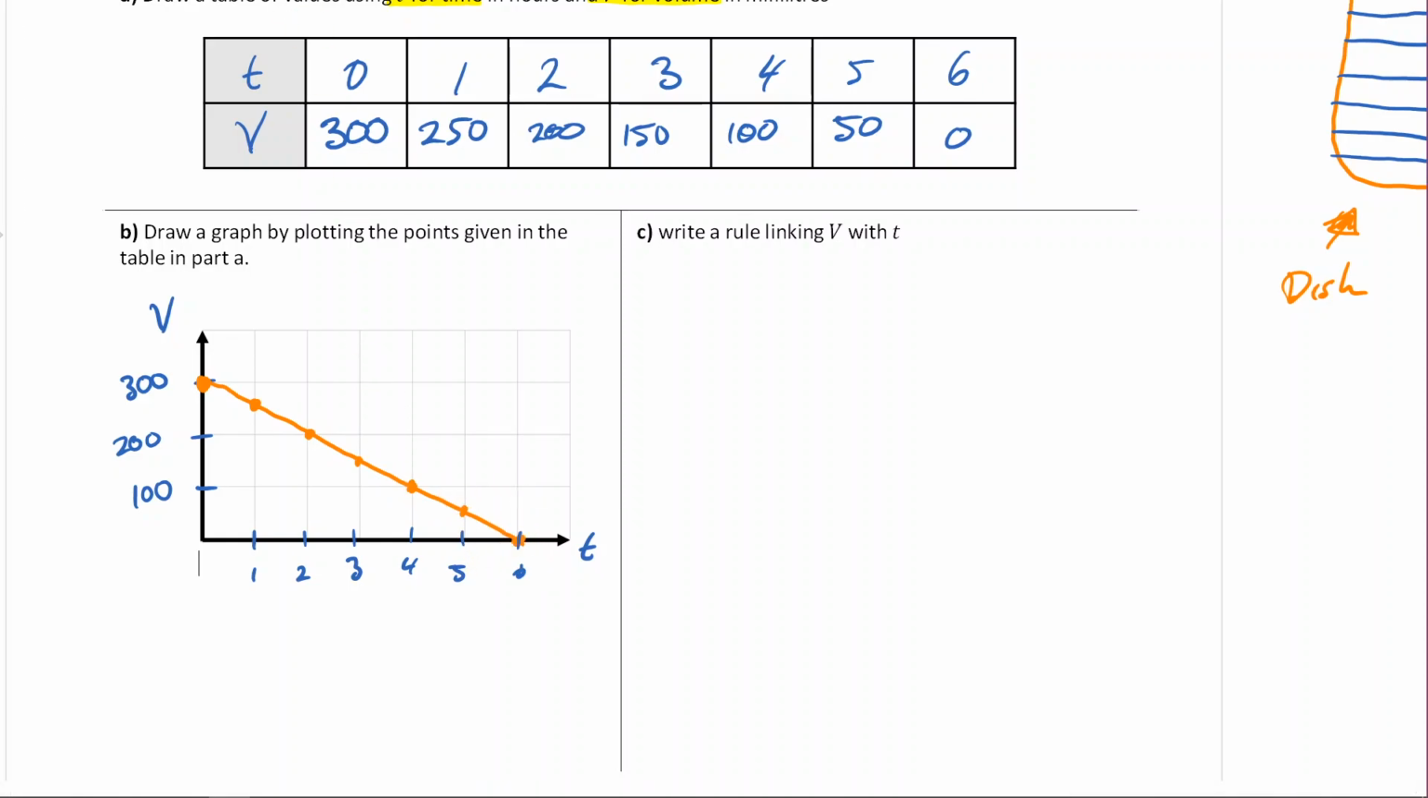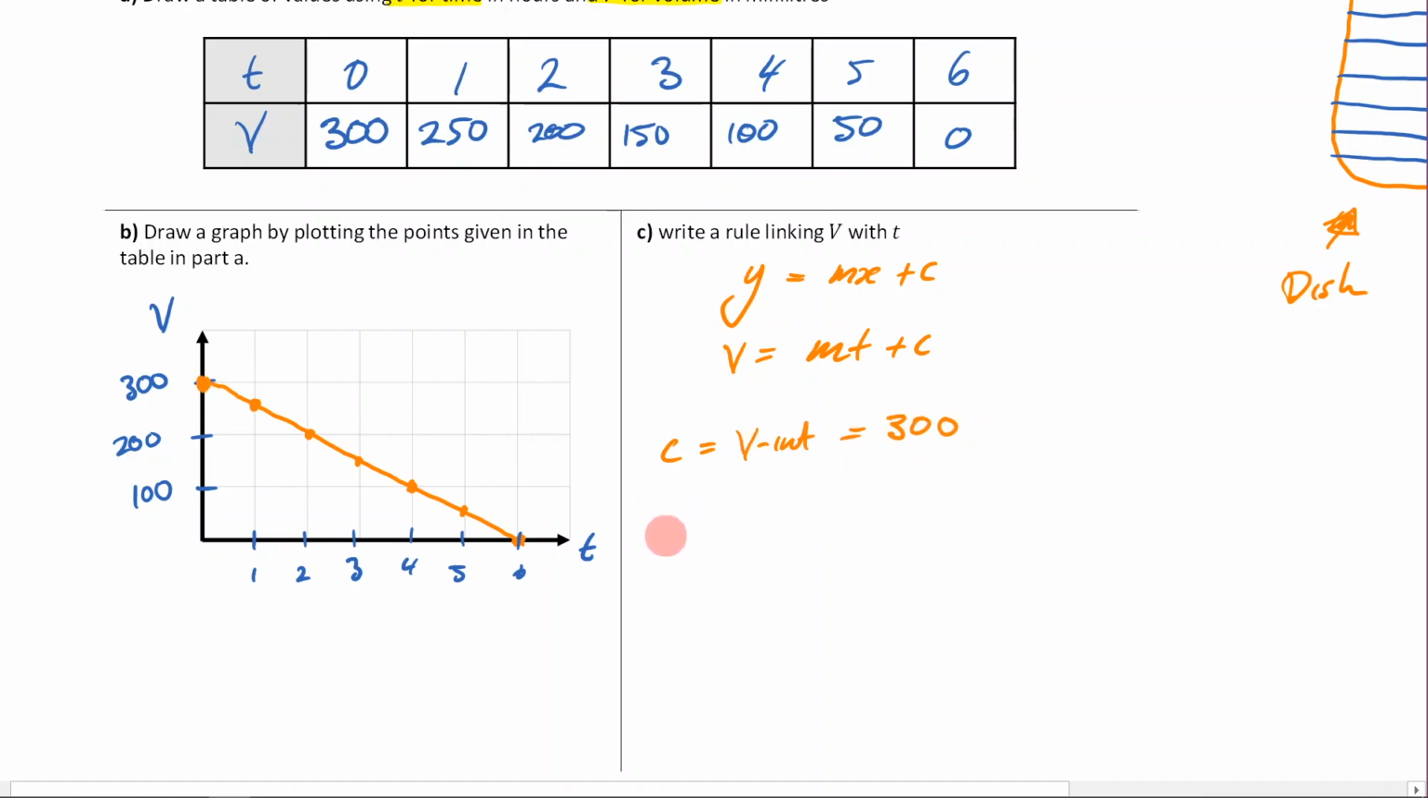Having now drawn the graph, I now need to write the rule using v and t. Again, what you're going to do here is just begin by saying, well, I know that my rule is y equals mx plus c, but instead of y and x, I'm dealing with v and t. I know that c is my y-intercept, or in this case, my v-intercept. So I could write v-int, and in this case, it's 300. My m is my gradient, and I know that my gradient is simply the constant rate of change.